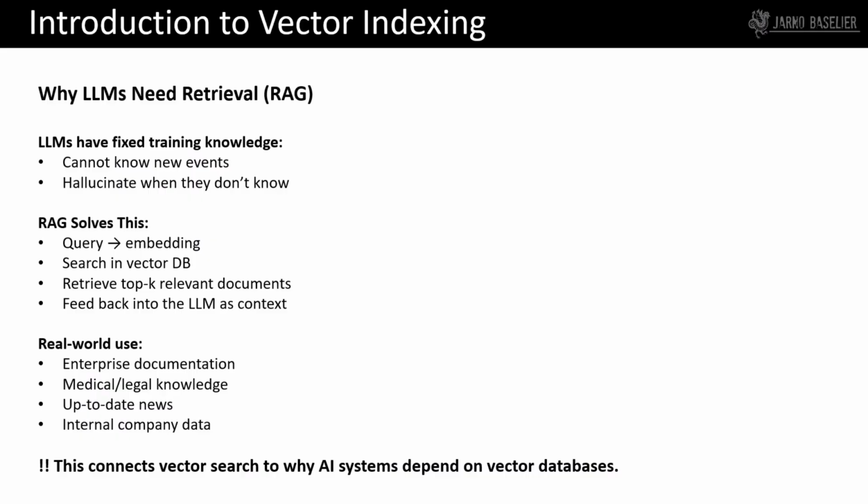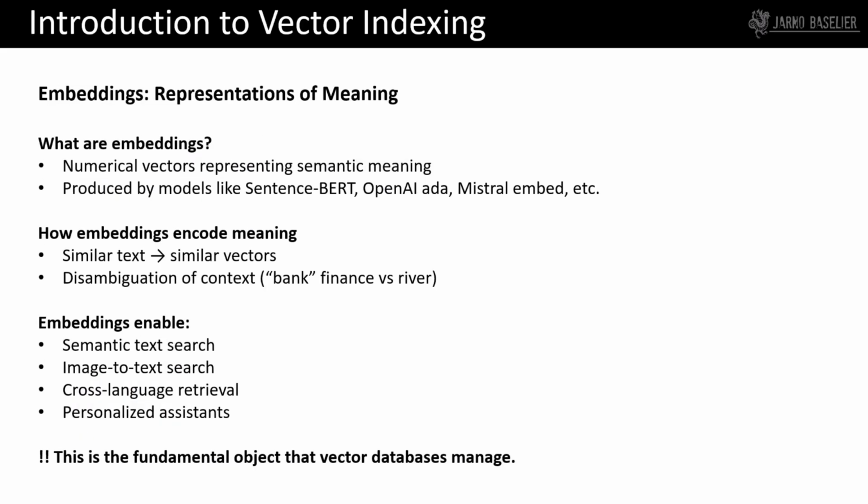Real-world usage, enterprise documentation, medical and legal knowledge, up-to-date news and internal company data. So this connects vector search to why AI systems depend on vector databases. Embeddings, representations of meaning. So what are embeddings?